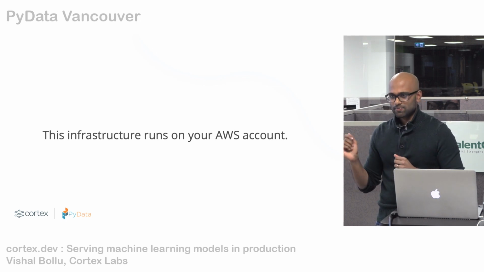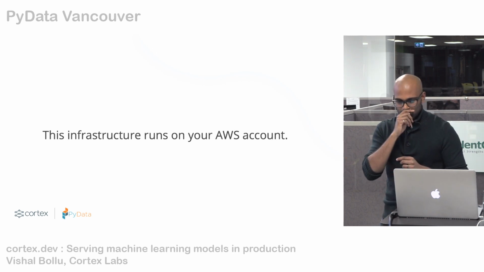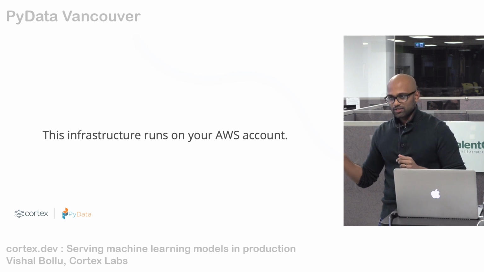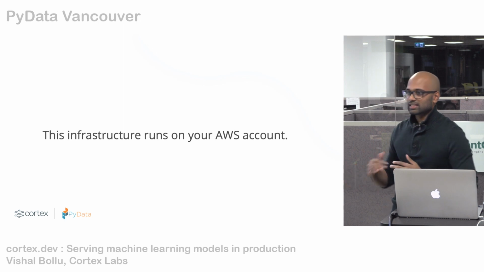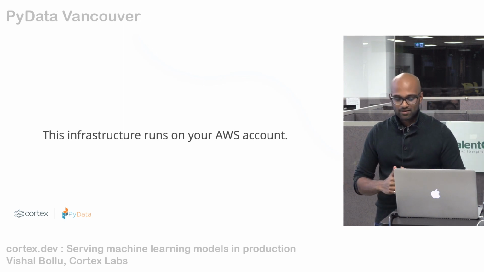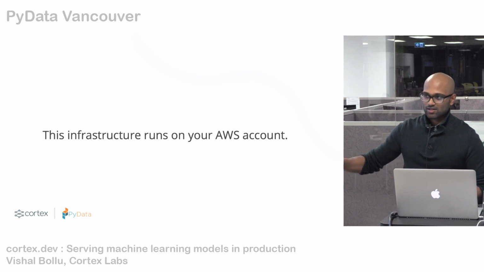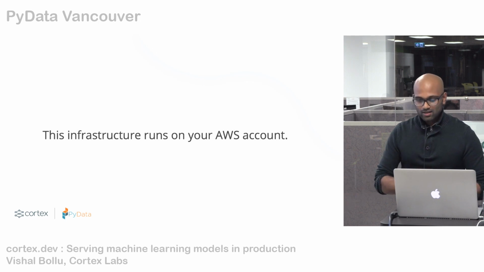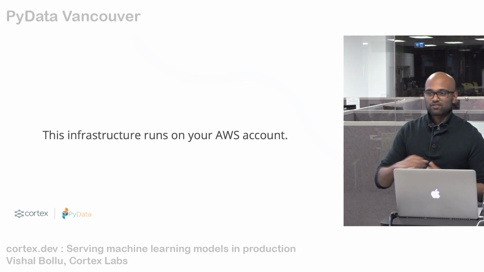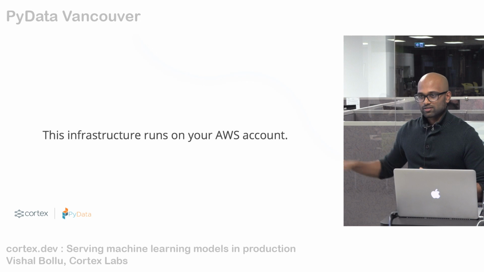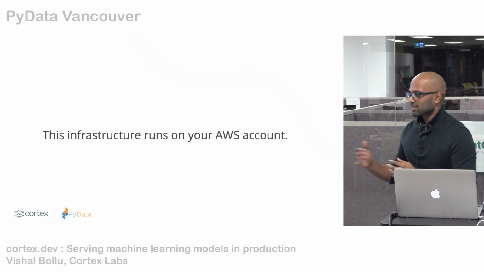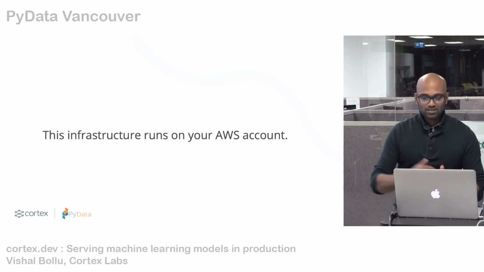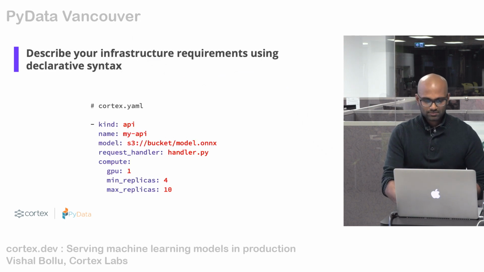The important thing is that because it runs on your AWS account, you don't need to worry about privacy issues, right? None of the logs, none of the predictions, they leave your account. The models stay in your account. We provide the install scripts, so you don't need to worry about installing EKS or dealing with CloudFormation. Our script will set up the Kubernetes cluster and install the relevant workloads onto your Kubernetes cluster.